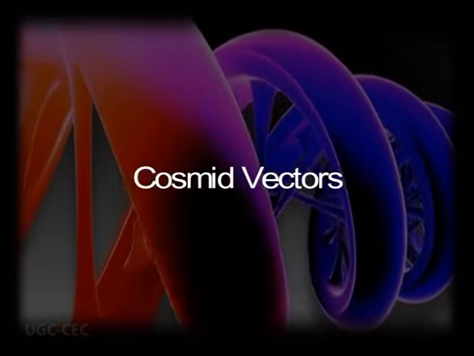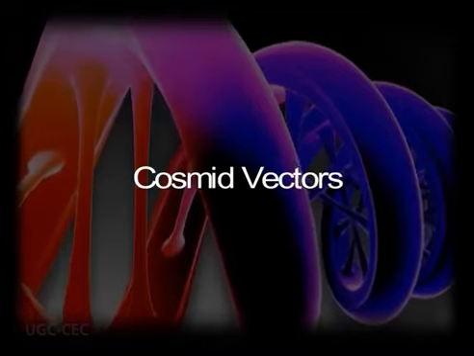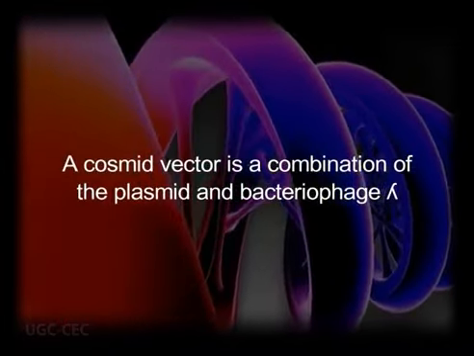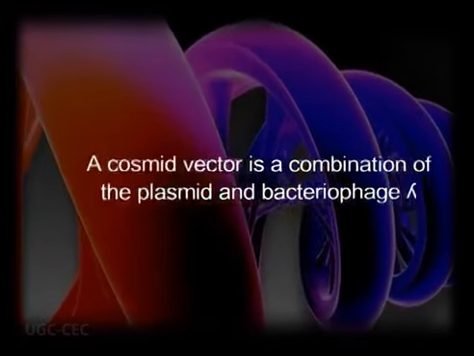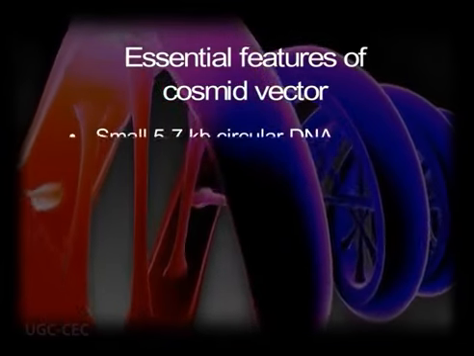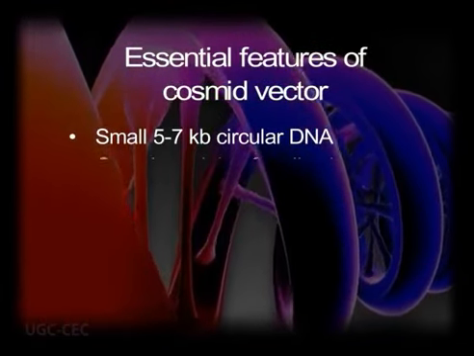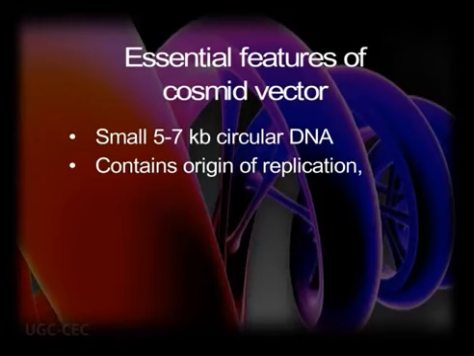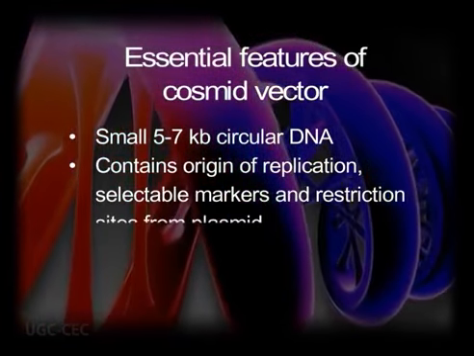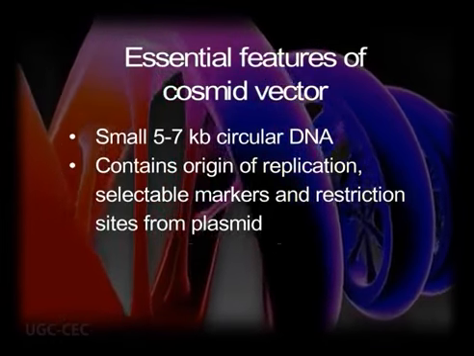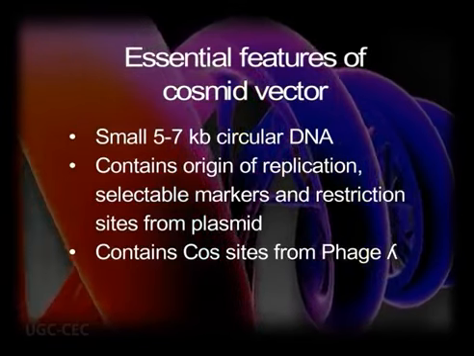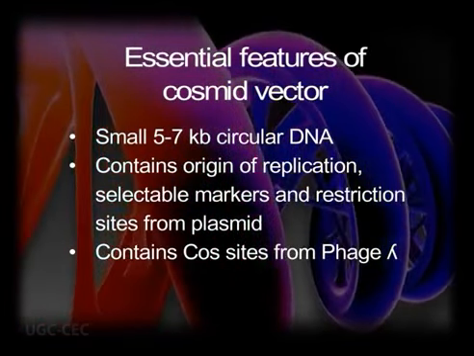The third category of vectors is the cosmid vectors used in recombinant DNA technology. A cosmid vector is a combination of the plasmid and bacteriophage lambda. The essential features of a cosmid vector are: it is a small 5 to 7 kilobase circular DNA. It contains an origin of replication, selectable markers and restriction sites from plasmid vector. It contains cos sites from phage lambda needed for packaging into phage particles.